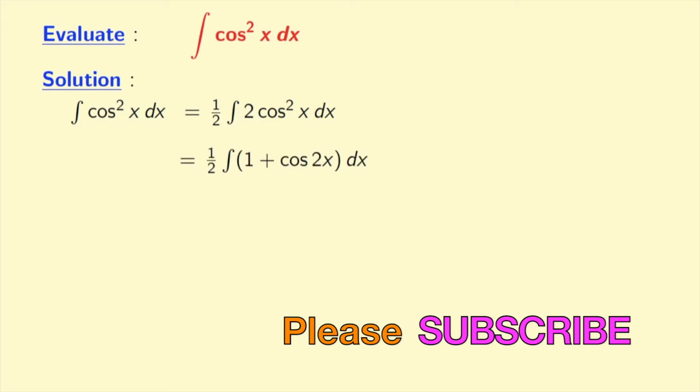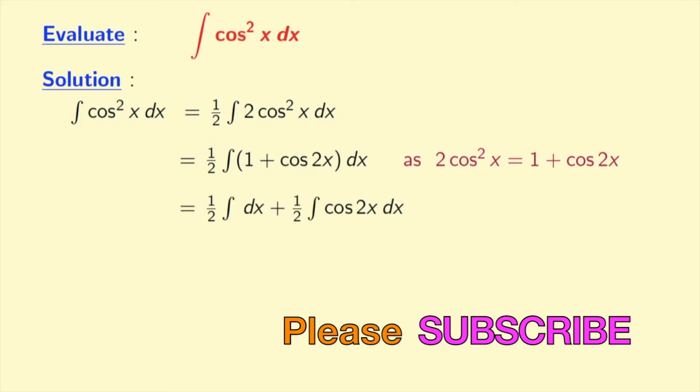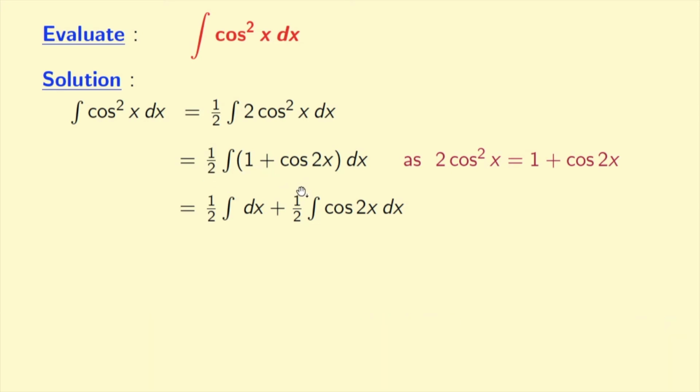Now this is equal to 1 by 2 times integration of 1 plus cos 2x dx, as we know that 2 cos square x is equal to 1 plus cos 2x. Now we will break the integration. Doing that, we get 1 by 2 integration dx in the first part, and in the second part we get 1 by 2 integration cos 2x dx.